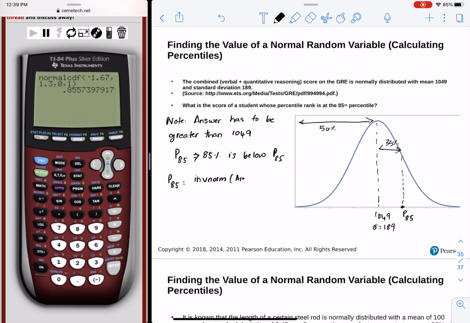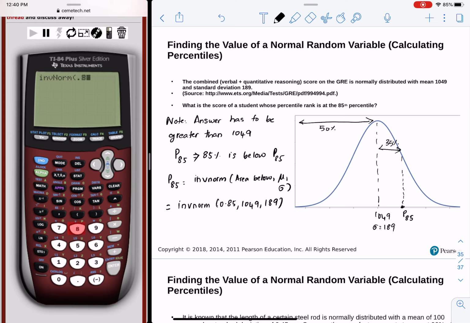The area below or to the left, followed by the mean and the standard deviation. So, second vars, option number 3 is inverse norm. So you plug in the area below, which is 0.85, and the mean, which is 1049, standard deviation 189.